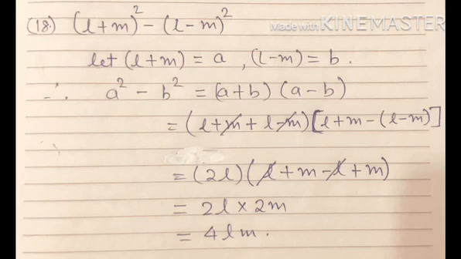Now the second bracket, l plus m minus l plus m. The sign changes because minus is multiplied by l minus m. So it becomes minus l plus m. So plus l and minus l cancel, and the leftover is 2m. Now we multiply 2l times 2m, which is equal to 4lm.